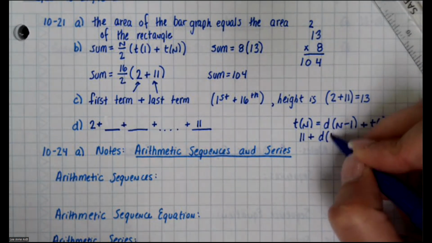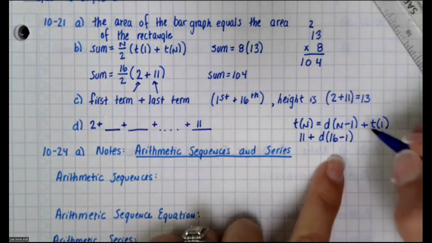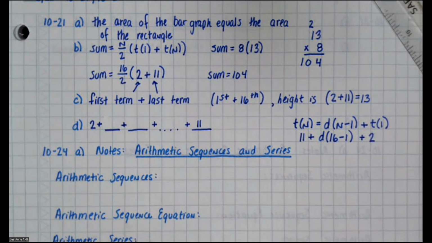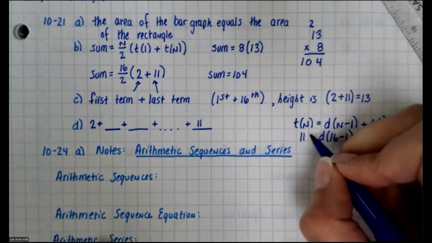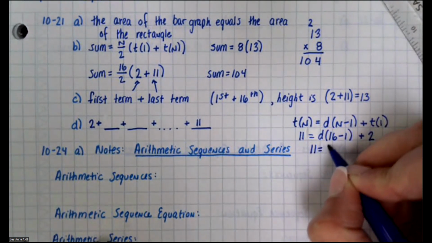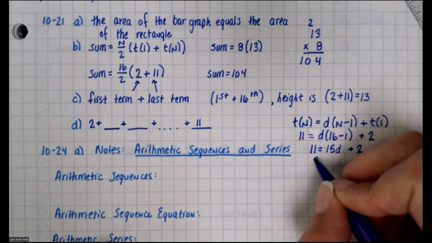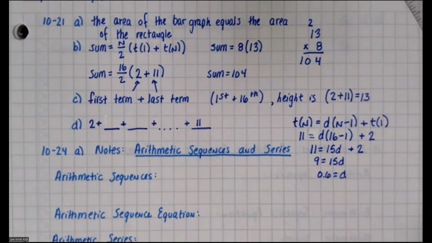16. See right here, 16. And then what's the first term? 2. Oh, yeah. Thank goodness you're here. Okay. 11 equals 15D plus 2. 9 equals 15D. 0.6 equals D. Well, that's why we couldn't figure it out, because it was a decimal.